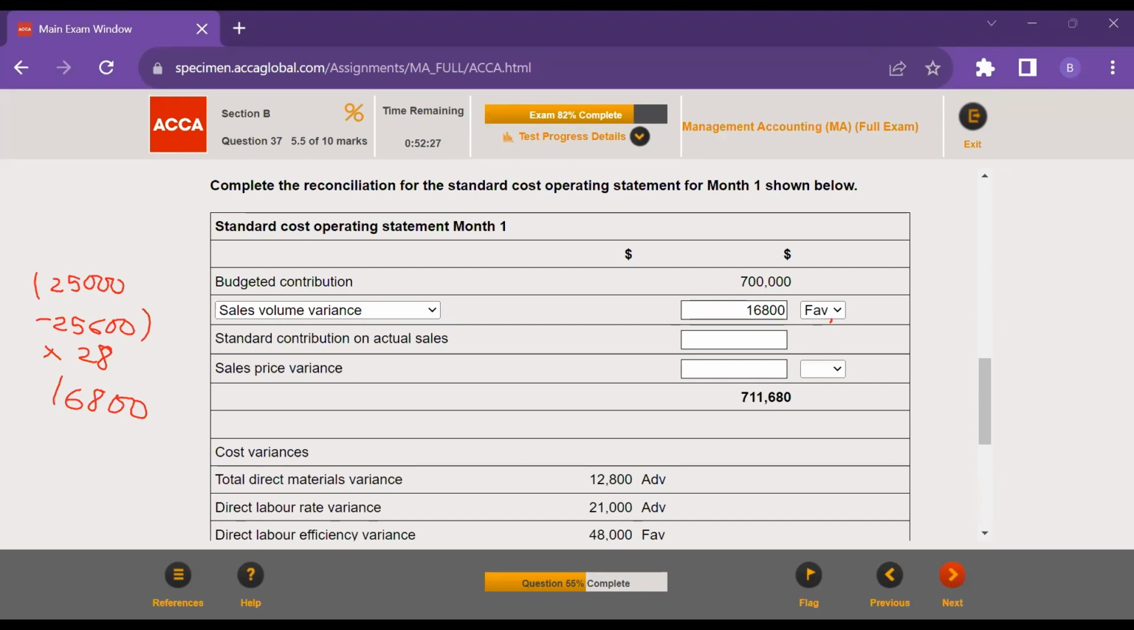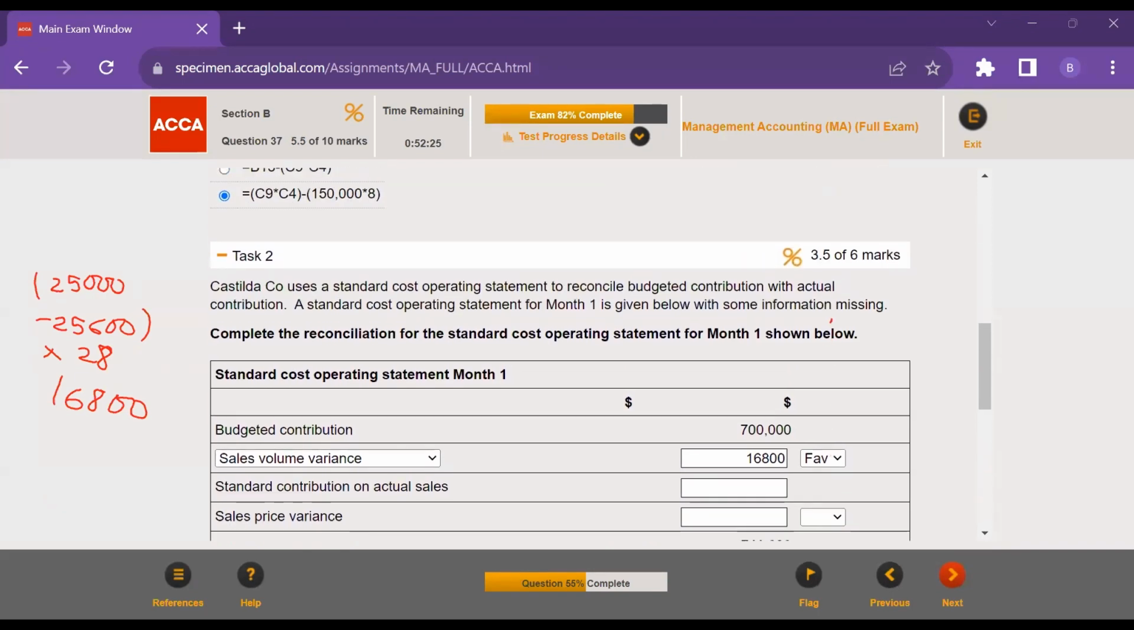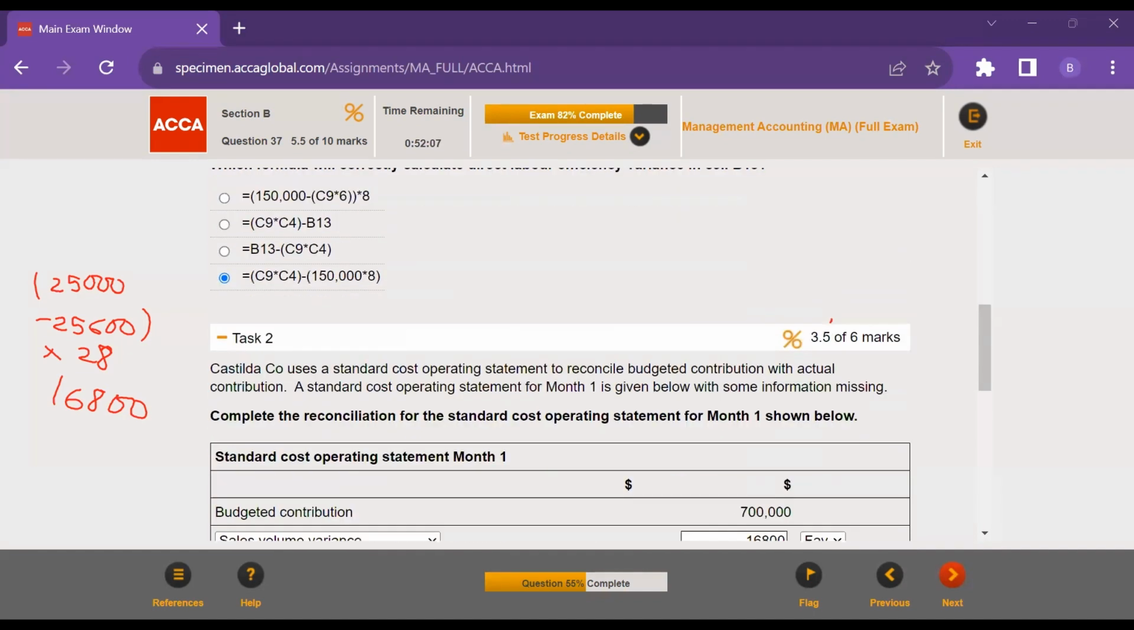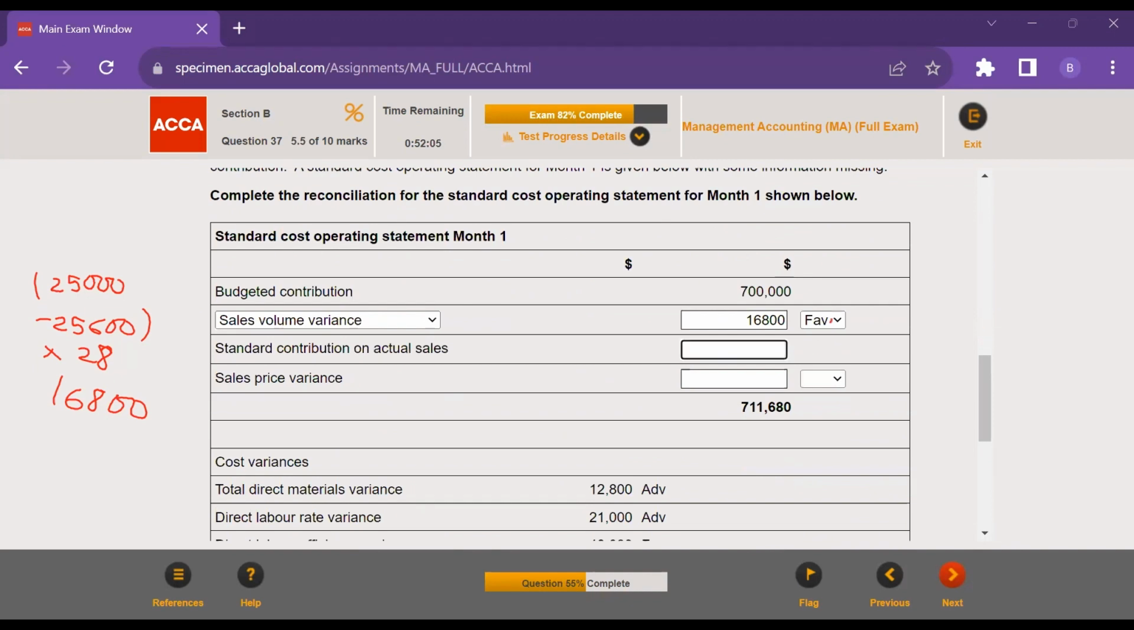Now we have to find out the standard contribution on the actual sales. So the standard contribution is nothing but 28, and then this has to be multiplied by your actual sales, which is 25,600. So you will write over here, this will come out to be the product I just told. So this will be, again, you can also total both of these. This is 716,800. So this is your standard contribution on your actual sales.